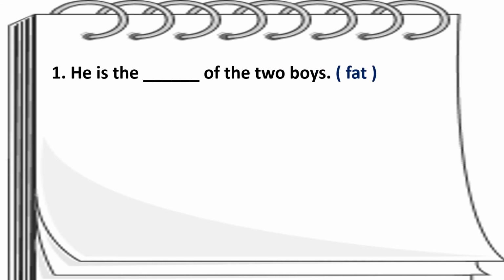We are now going to look at some sentences using the adjectives. He is the something of the 2 boys, and the adjective is fat. Now we are comparing 2 boys. Therefore, we say he is the fatter of the 2 boys. And the A is a short A, says ah. So we double the T and then add ER.